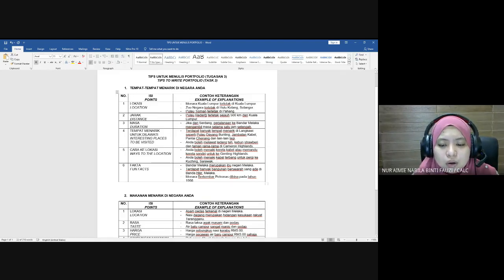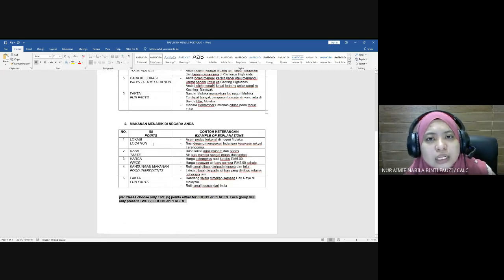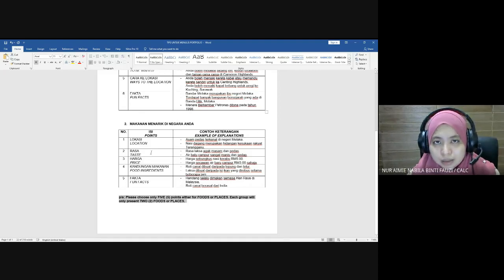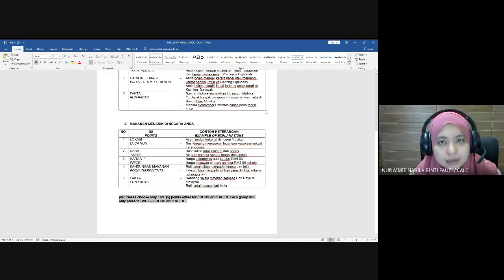Next one, location for food. Where is the location of this food? Maybe it is popular in this province, maybe it is popular in this state, so it's up to you. How does it taste? You can incorporate what you have learned in topic 4. How much is the price? If you don't want to use ringgit, you can use your currency. You can say that the price of this dumpling is 5 yuan or 5 yen in Japan, or the currency in Iraq, in Iran, in Algeria. So it's up to you.